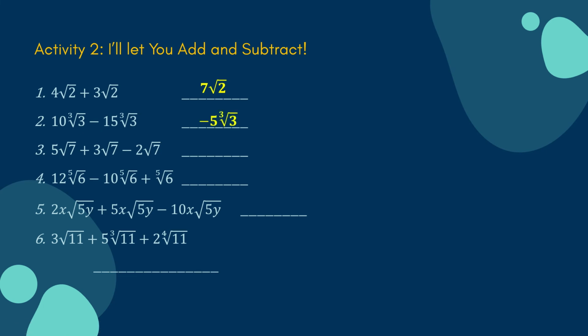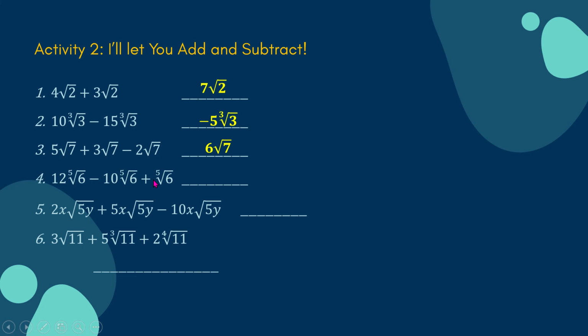Number 3, they have the same radical, square root of 7. So we add and subtract the numbers outside. 5 plus 3 is 8. 8 minus 2 is 6 square root of 7. The fourth example is pareho silang fifth root of 6. So we subtract and add the numbers outside. 12 minus 10 is 2.